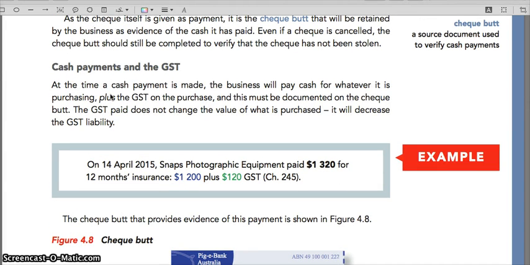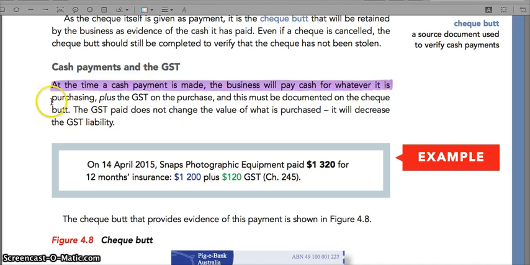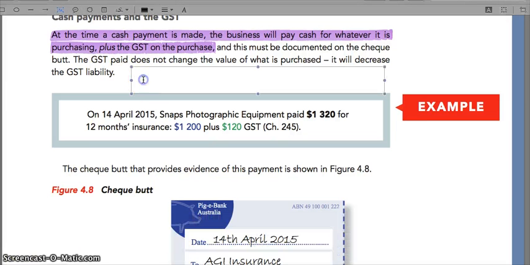Okay, so GST on cash payments is pretty similar to GST on cash receipts. So at the time the cash payment is made, that's when we need to record the GST. At the time the cash payment is made, the business will pay cash for whatever it is, plus the GST on the purchase. I suppose the other important thing with this is that the GST does not contribute to the value of whatever we're purchasing.